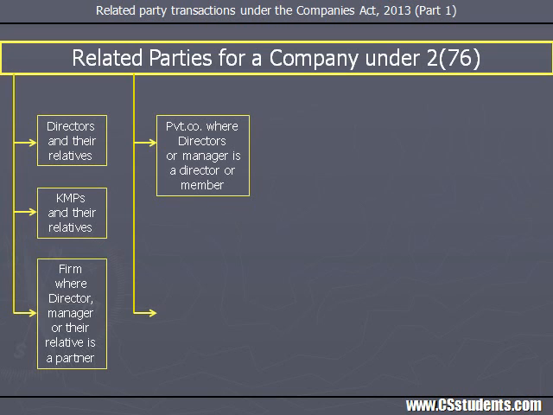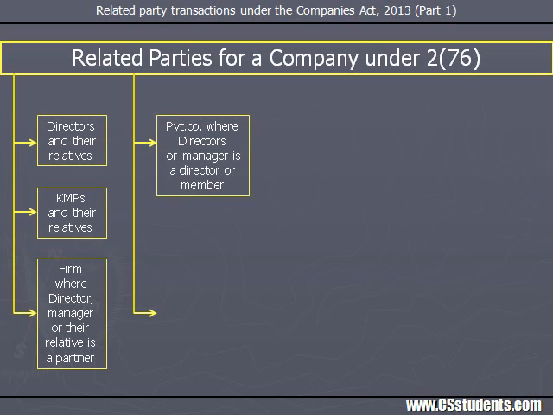As we know, with respect to a company, directors and managers are key people. They have all the powers to run the company. They take all the policy decisions for the company. They have the most likely chance to have a conflict of interest in the company's transactions. Therefore, the definition primarily covers directors, managers, their relatives, the firms where they are partners, or firms where relatives are partners as related parties, and private companies where a director or manager is either a director or member.